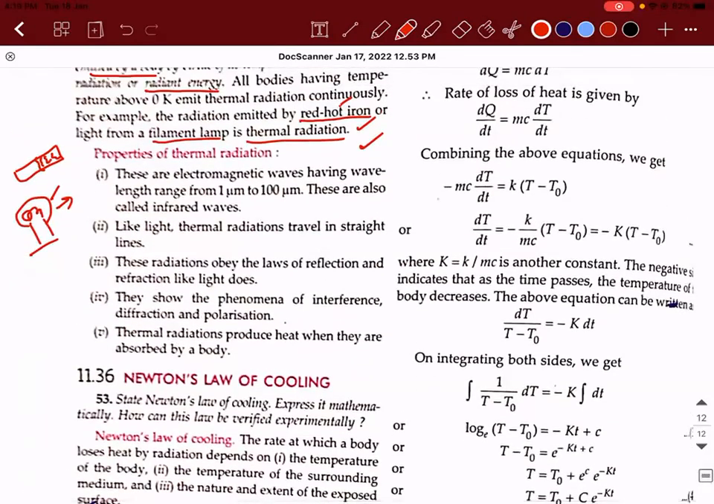Let's see. So basically, sir, thermal radiation. Yeah, tell me. Sir, then how do LEDs work? LEDs don't work on the heating effect.